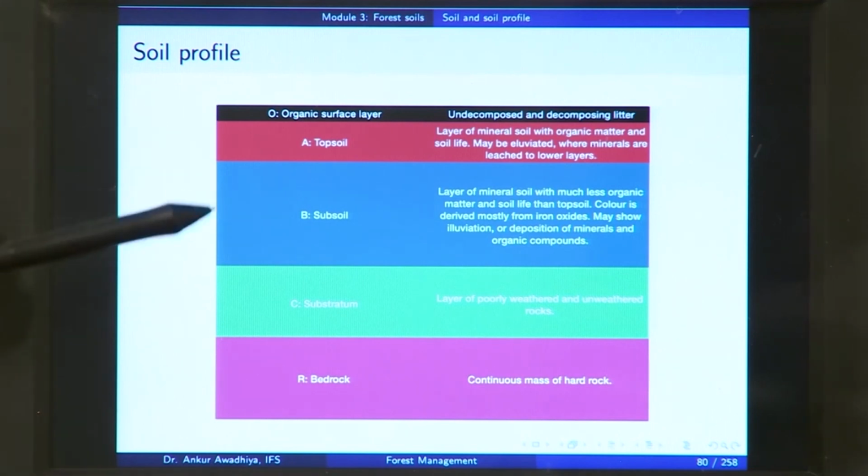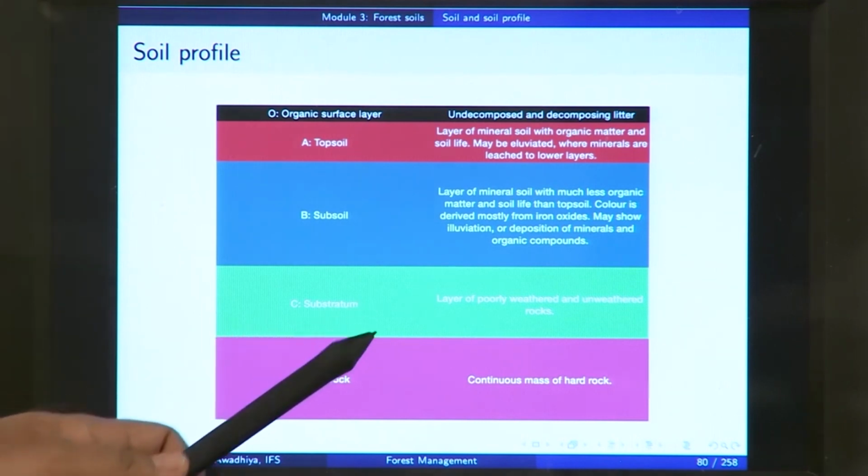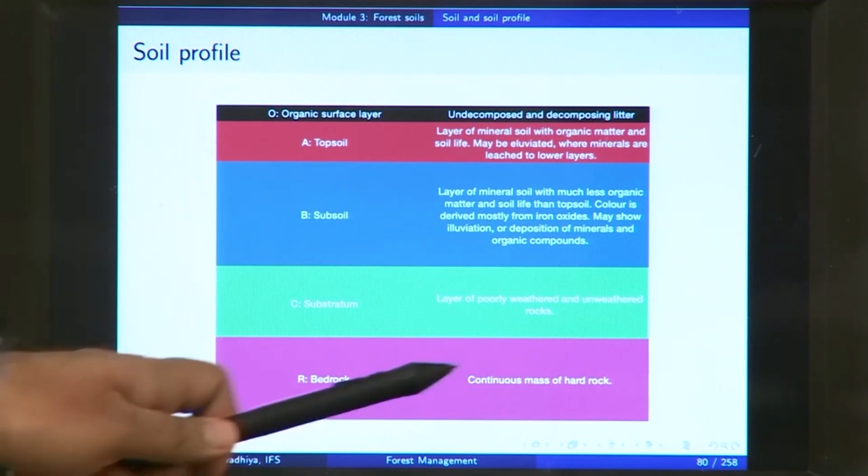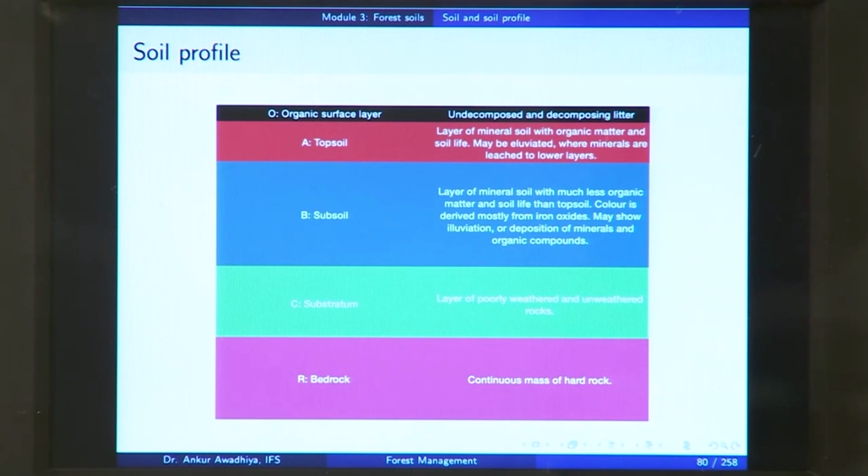Now, below the B horizon we have the C horizon or the substratum, which is the layer of partly weathered and unweathered rocks. In the substratum, you will have partly weathered rocks and some unweathered rock fragments. You will find a number of boulders in this layer, and then you have R or the bedrock layer, which is a continuous mass of hard rock.